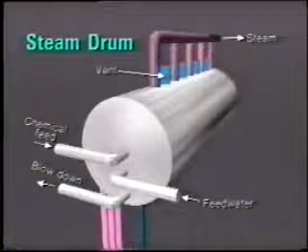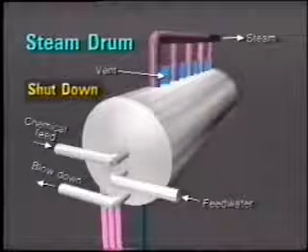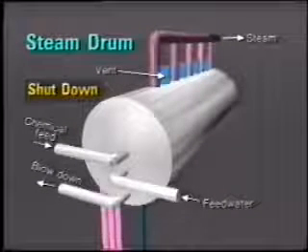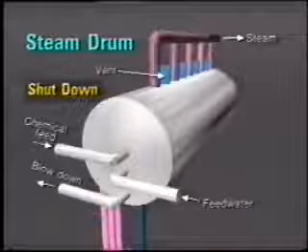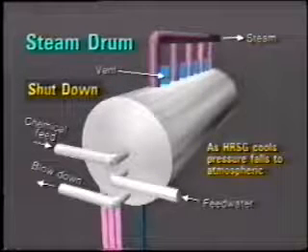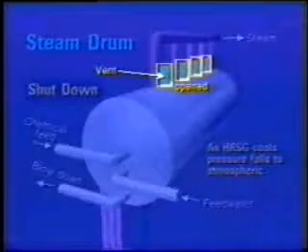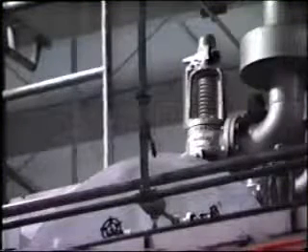The opposite action is necessary when shutting down the HRSG for an extended period of time, say for maintenance. As the HRSG cools, the pressure will eventually fall to atmospheric. The vents should be opened at this time. Safety valves are normally fitted on top of the steam drum to operate and discharge steam to atmosphere in the case that excess pressure builds up.